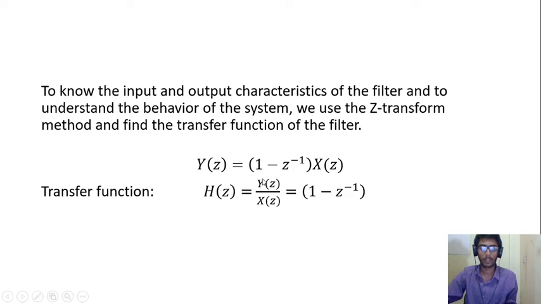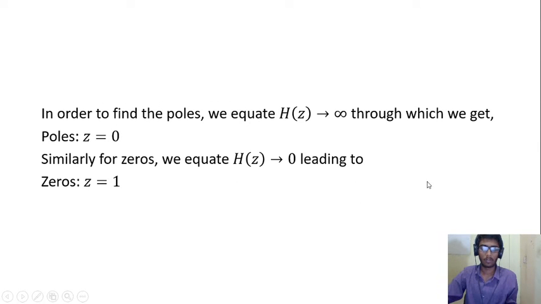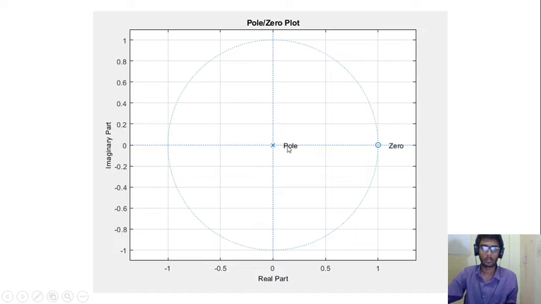Here we will again find the z transform on both sides and we find Y of z is (1 minus z to the power minus 1) times X of z, and the transfer function is just the ratio of the output z transform to the input z transform, and that is 1 minus z to the power minus 1. Again we find the poles and zeros. We can see there is only one pole at z equal to 0 and one zero at z equal to 1. So this system is physically realizable. Moving on, this is what the pole zero plot looks like when we do it in MATLAB.